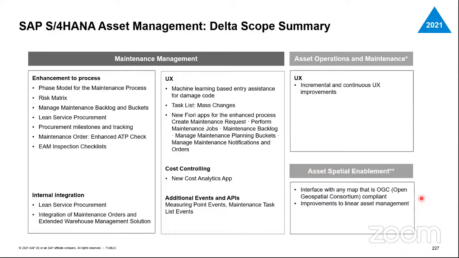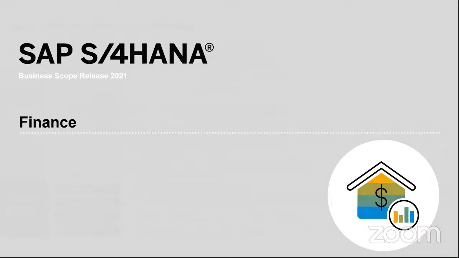And we already talked about asset spatial enablement, right? So the delta that is, it's not a new function, it's just that there's a delta now. You can interface with any map that is Open Geospatial Consortium compliant. Earlier, there were some limitations. And there's some delta improvements to LAM, linear asset management.